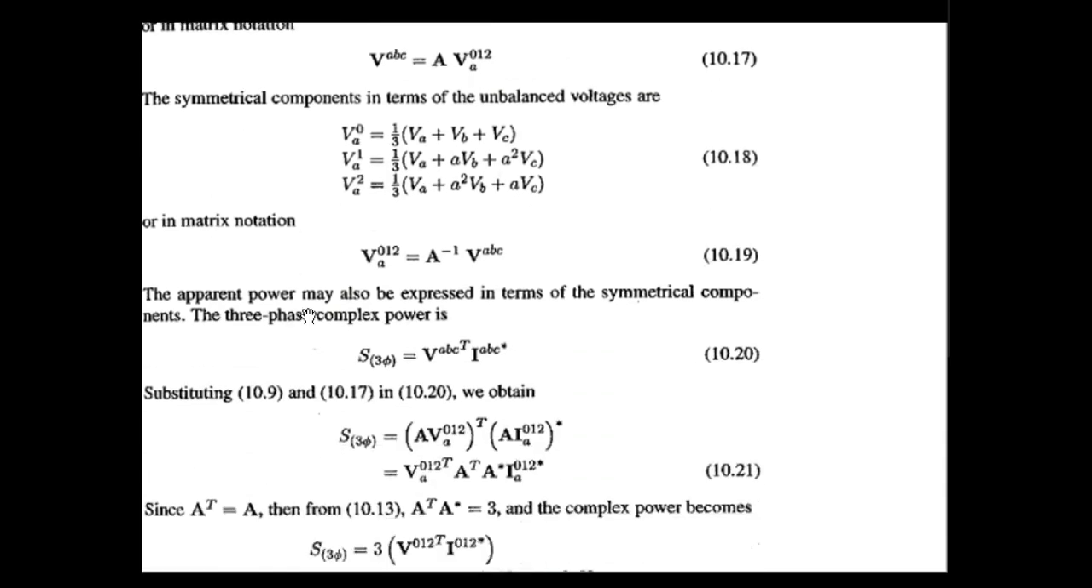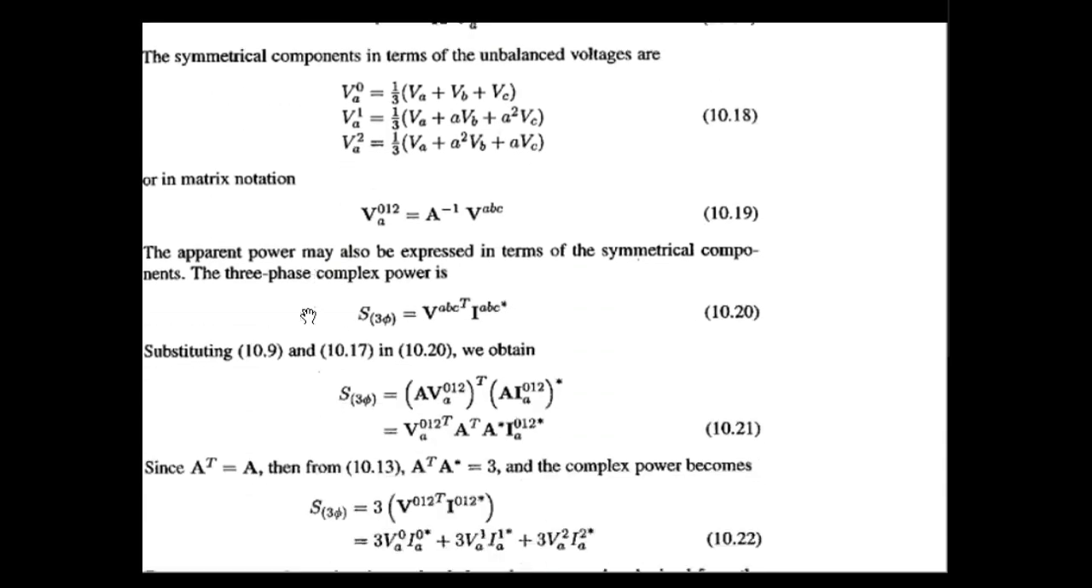The third option is the power option, three-phase power. If we think of three-phase power, it can be written as V I conjugate, right? V I conjugate in terms of ABC sequence, and that can be represented in terms of 0, 1, 2. That means this is the sequence component relation.